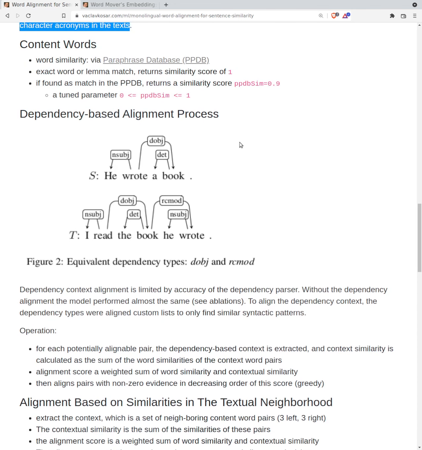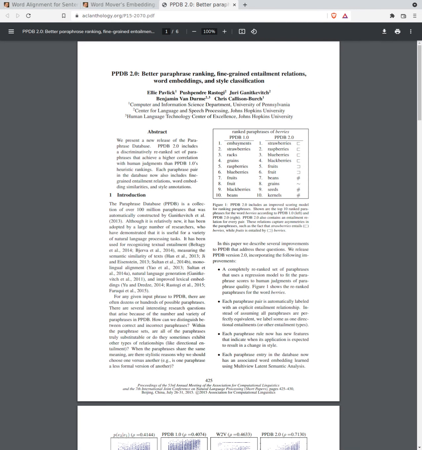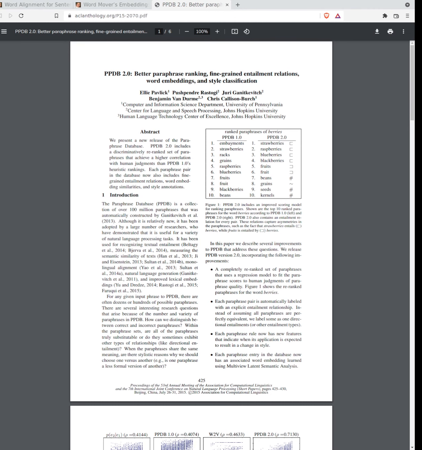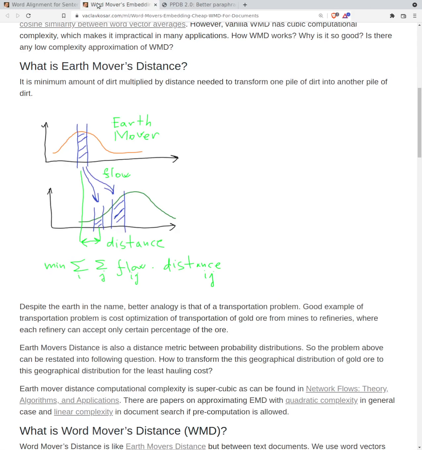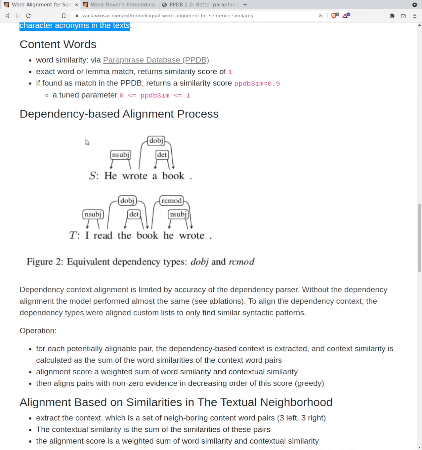Content words. So they used just this simple database, the paraphrase database, right? Where you look for equivalents, where you have the same words. The equivalent of the word berries is strawberries, and raspberries and blueberries and so on, right? So they use this kind of database to do the alignment. So that's how they define the similarity.